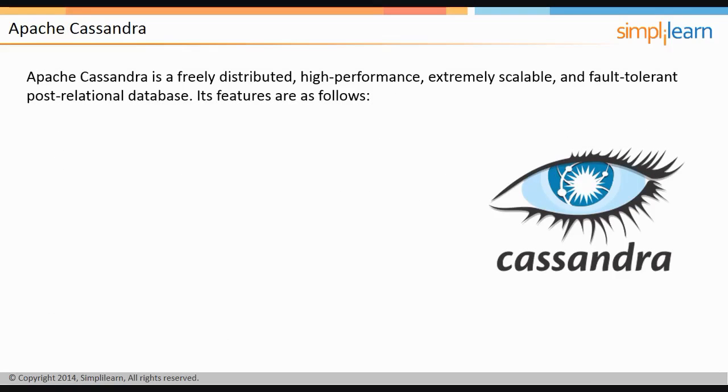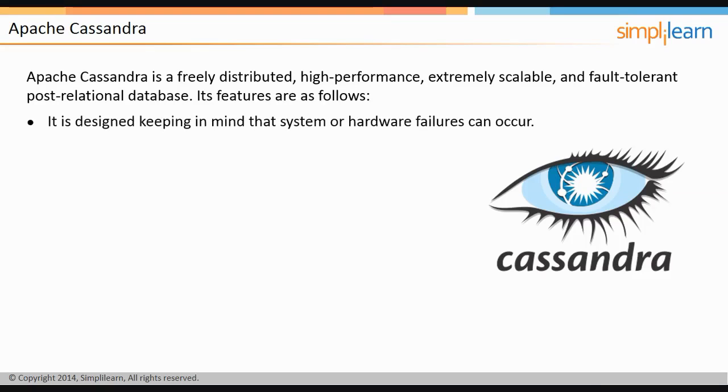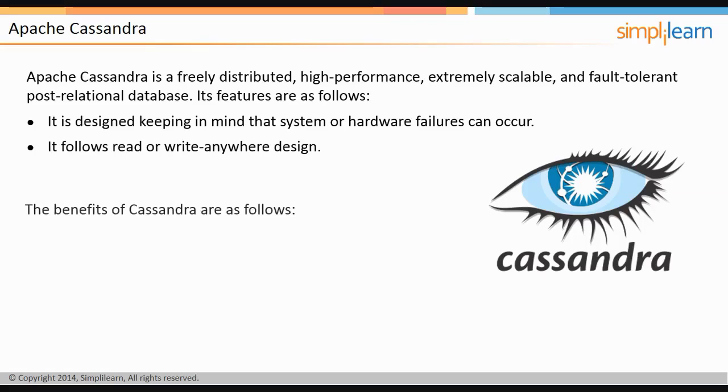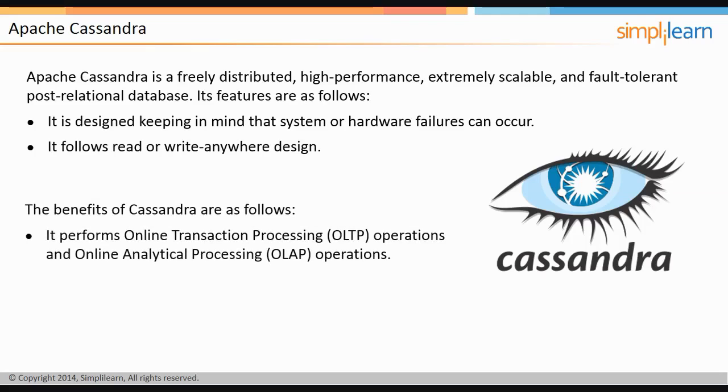Apache Cassandra is a freely distributed, high-performance, extremely scalable, and fault-tolerant post-relational database. It is designed considering that system or hardware failures can occur. Cassandra follows a read or write anywhere design, which makes it different from other ecosystem components. The benefits of Cassandra are that it performs online transaction processing, or OLTP, operations, and online analytical processing, or OLAP, operations, and it helps to modify real-time data and perform data analytics.